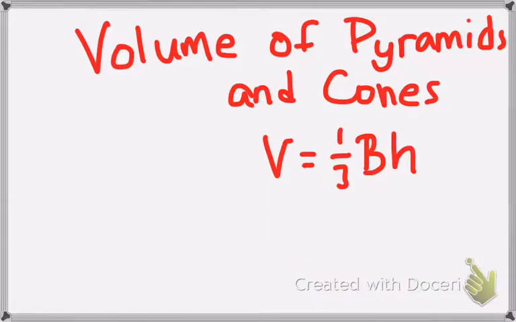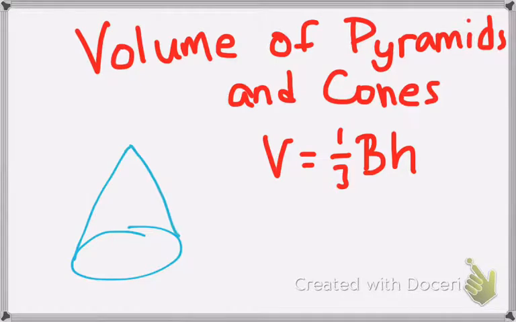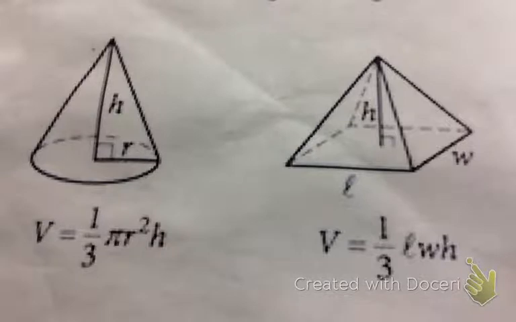It's the same thing for a cone, the same exact formula, except for this time the formula to find area of the base is really pi r squared, because it's a circle. And that makes a lot of sense if you look at the formula chart. 1/3 pi r squared h.